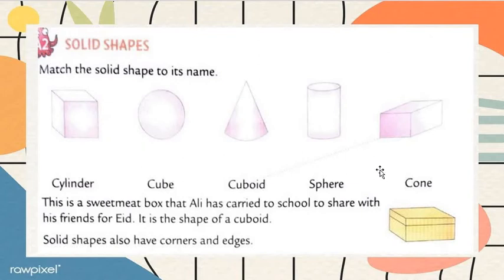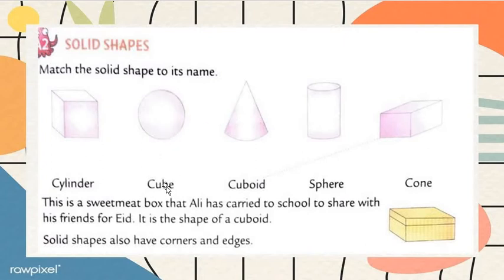Okay, my dear students. See this, here is a cylindrical shape. So what to do? We join together each other. Okay, we mark here.